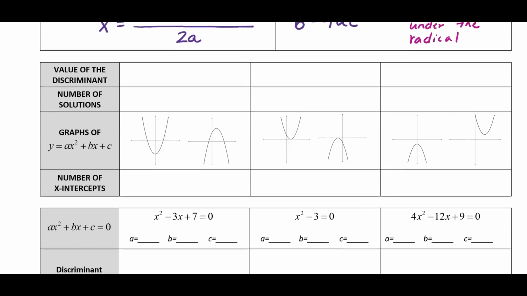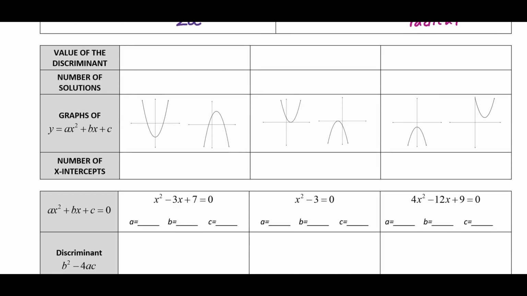So if our discriminant is a positive number, meaning that b squared minus 4ac is greater than 0, we are going to have two solutions. And notice when we look at a graph, no matter whether it opens up or down, these two graphs both have two x-intercepts, which is why there are two solutions.